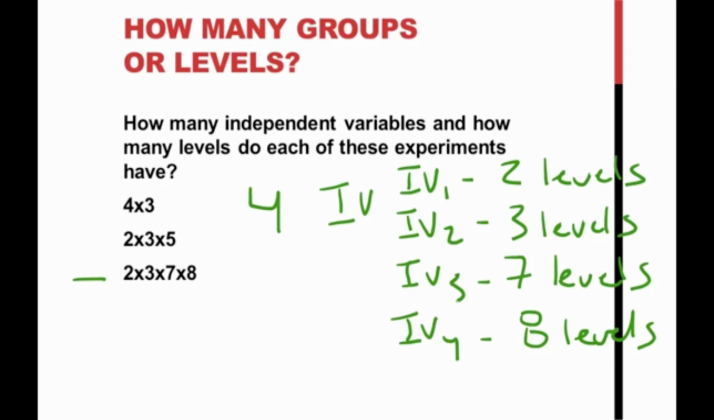Again, the big takeaway here is just understand what the notation means. The number of numbers is how many independent variables there are. The value of each number tells you how many levels that independent variable has.